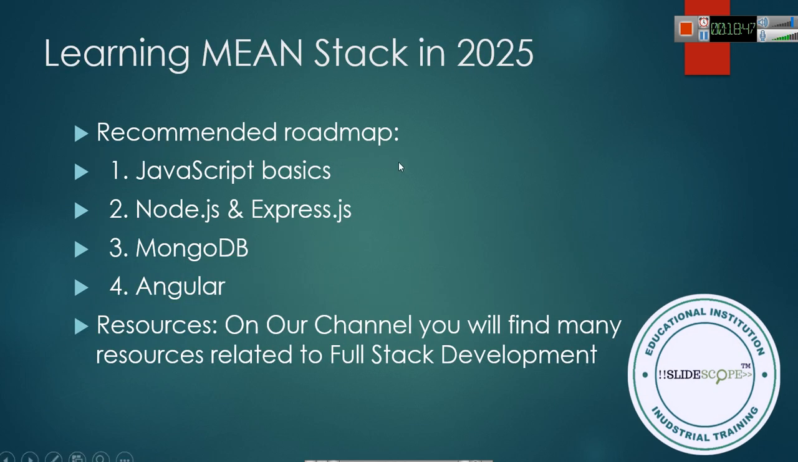How can you learn MEAN stack, like what will be the roadmap? The recommended roadmap will be: first learn JavaScript basics. Obviously, you should be familiar with HTML and CSS for creating static websites. Learn some CSS frameworks like Bootstrap or Tailwind CSS so that you are very much familiar with creating static fast websites.